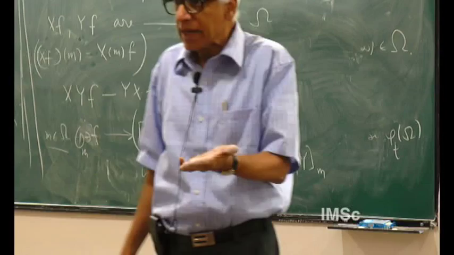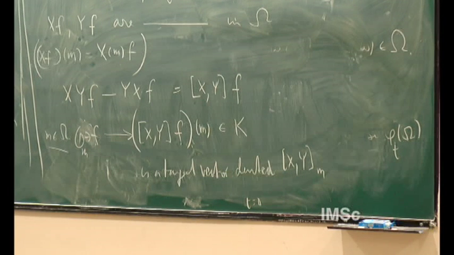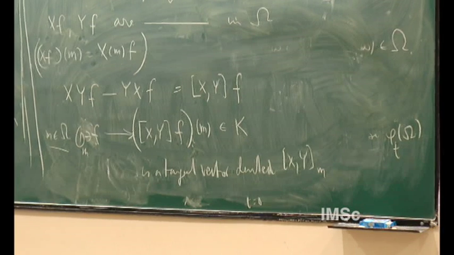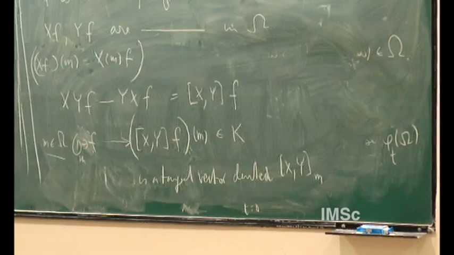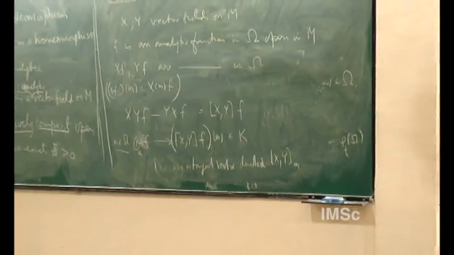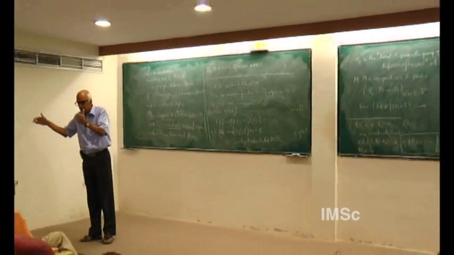Why is it a vector field? The point is this: differentiating with respect to x is like a first order differential operator. If you take the product of two first order differential operators, you get a second order operator. And the reverse direction also gives you a second order operator. But the top degree terms of the two will be the same, because what is the first order operator like? It is sigma ai d by dxi. The other one is sigma bj d by dxj.